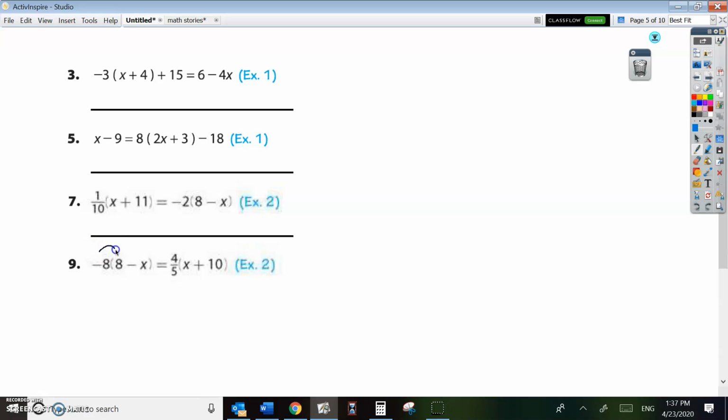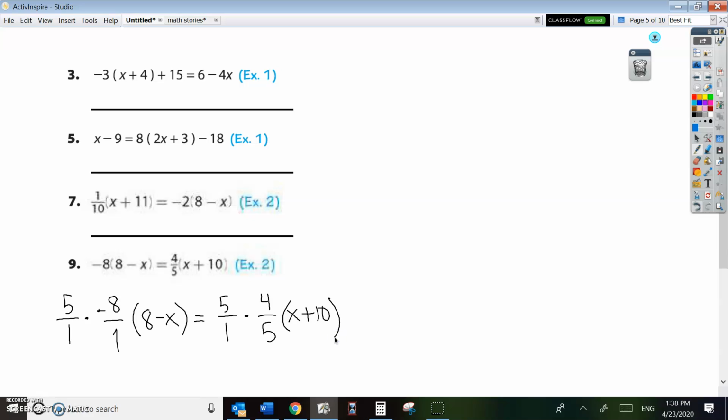Let's distribute the negative 8 to the 8 and to the minus x. Oh, you know what? I got messed up. We're not going to do that first. We're going to multiply everything by 5 first, because there's a fraction in that. So 5 over 1 times negative 8 over 1, parentheses, 8 minus x, equals 5 over 1 times 4 over 5, parentheses, x plus 10.